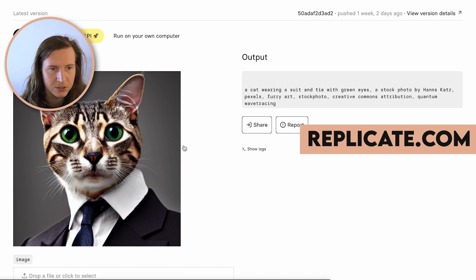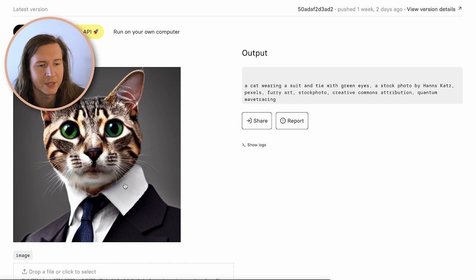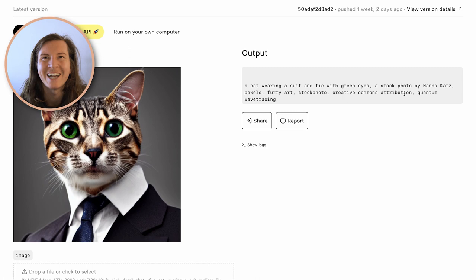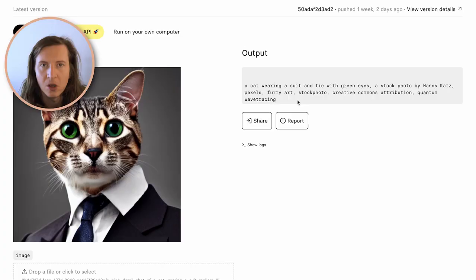And what happens is you upload a photo, you can drag and drop and put one in here. The example given here is a cat in a suit. And the machine then outputs a number of keywords that it thinks relate to the content inside. So we have here a cat wearing a suit and tie with green eyes, a stock photo by Hans Katz, pixels, furry art, stock photo, Creative Commons attribution, quantum wave tracing. So we've got some interesting words inside of there, as well as quantum wave tracing, which I believe is some sort of physics equation.